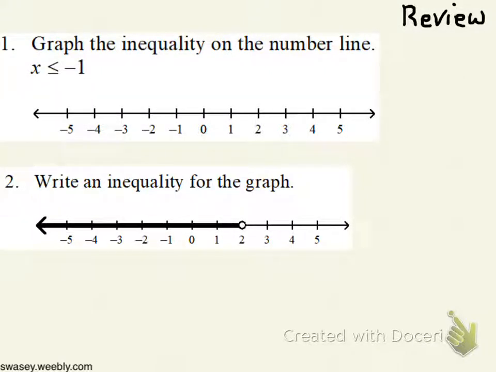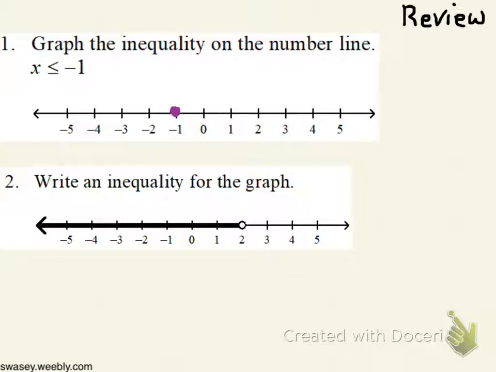Alright, we're reviewing for a solving inequalities quiz, or test, excuse me. Number one, we want to graph the inequality. So it says x is less than or equal to negative 1. So we're including the negative 1, so to indicate that, we'll put a point on negative 1, or sometimes I may call that a closed circle.